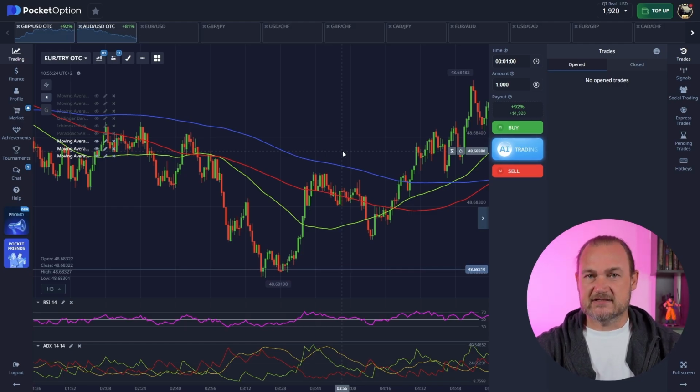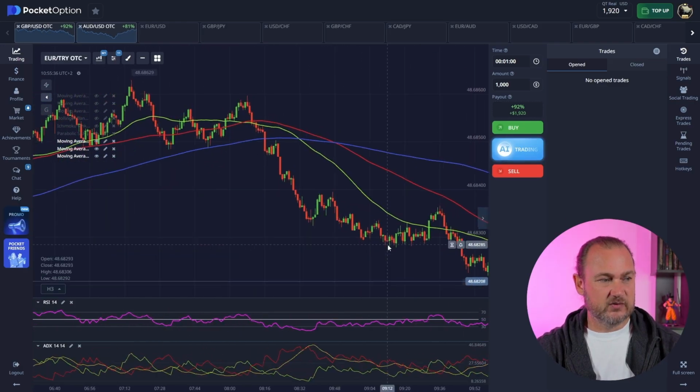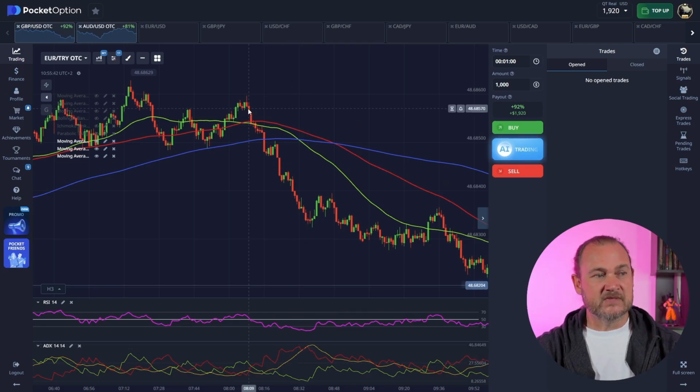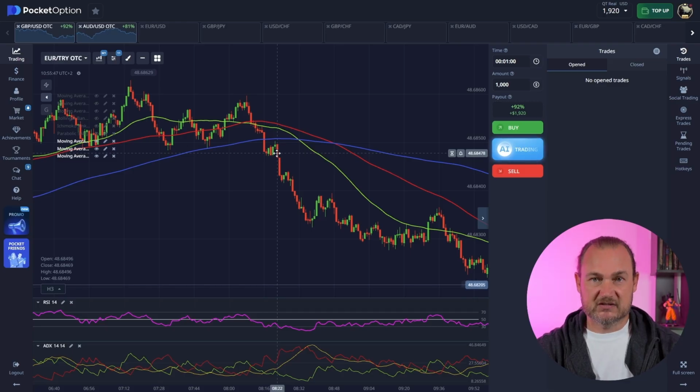So the ADX line itself shows you the strength of the current move. The higher the ADX goes, the stronger the current move is. And in this example here, where we were dropping, we can see how rapidly the ADX started coming up, and it just kept on going higher for quite some time, telling me that this is a strong move with a lot of momentum behind it.